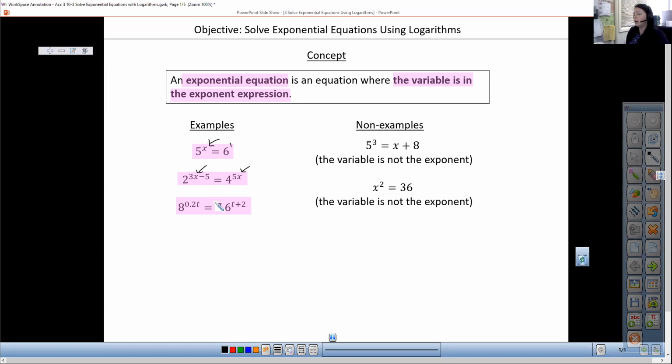And what we use to undo an exponent, because our exponent is a variable, is the inverse of an exponential function. So remember, exponential functions have the variable in the exponent, and their inverse is a logarithm function. Inverses undo one another. And so if we need to undo an exponential situation, meaning that our variable is in the exponent, we undo that with the inverse function, which will be a logarithm.